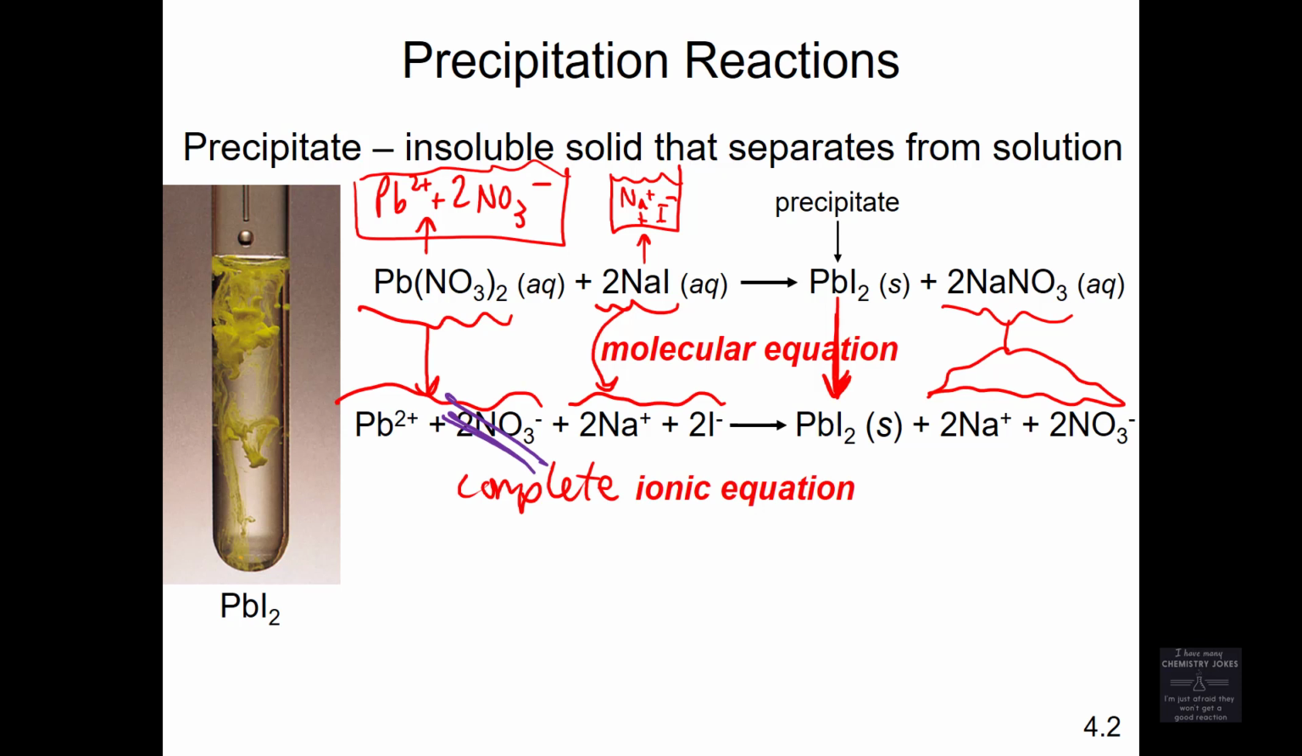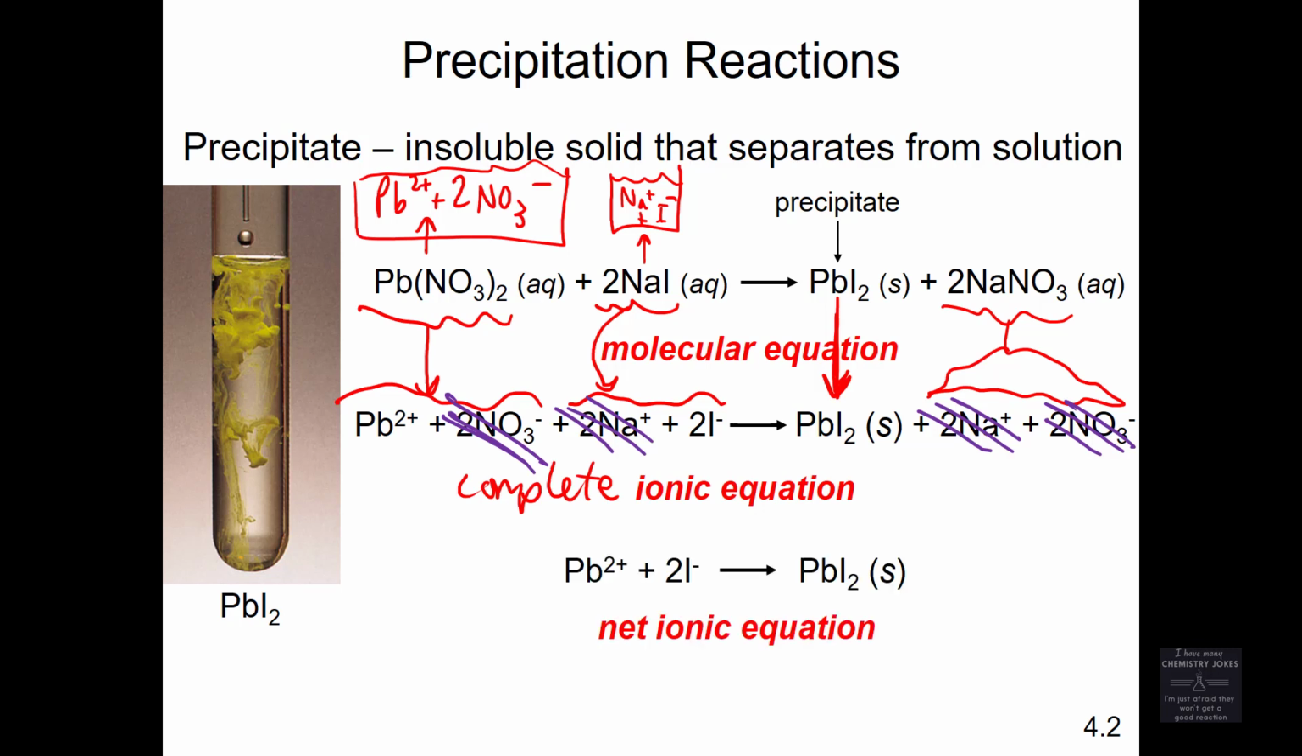I've got 2 nitrates on the left. I've got 2 nitrates on the right. I've got 2 sodiums on the left, 2 sodiums on the right. So I cancel out anything that's the same on both sides, and I end up with what's called the net ionic equation. Pb2+ plus 2I- yields PbI2. Net ionic. That sodium and nitrate that we canceled out in the middle, those are called spectator ions.